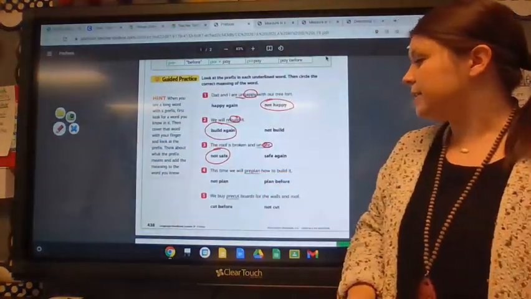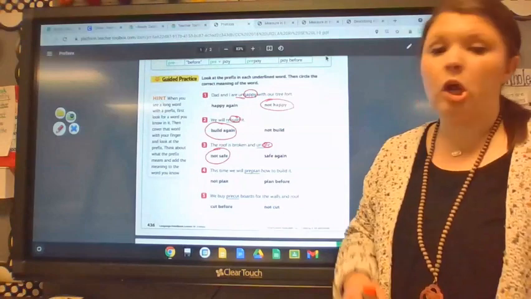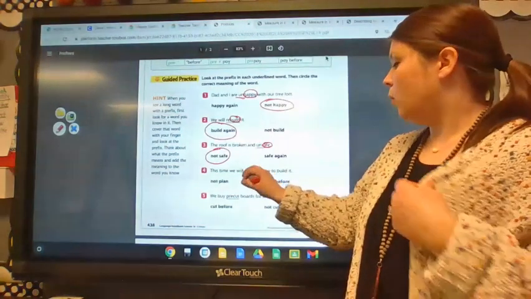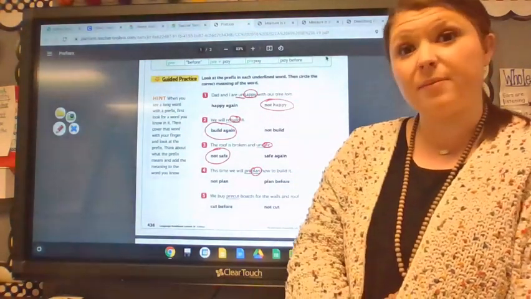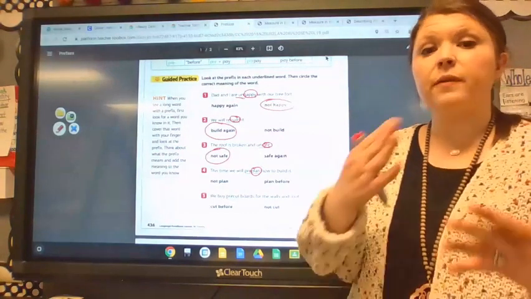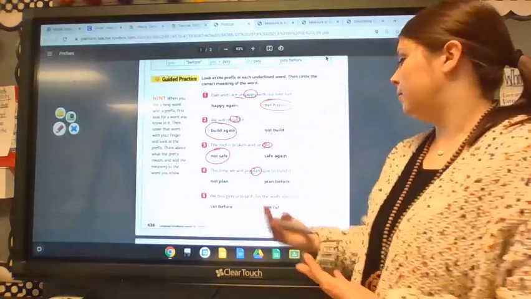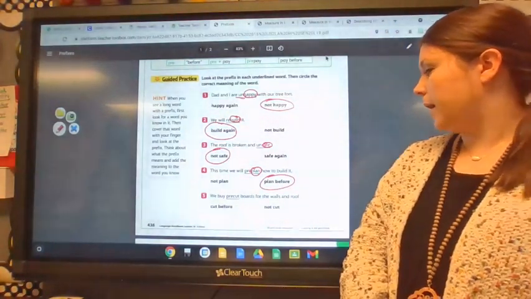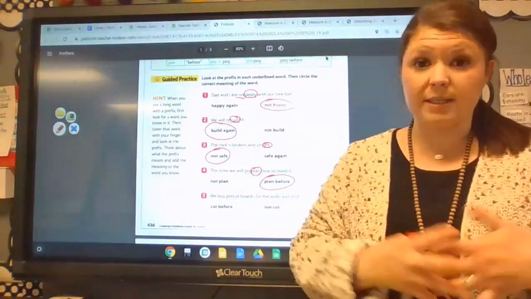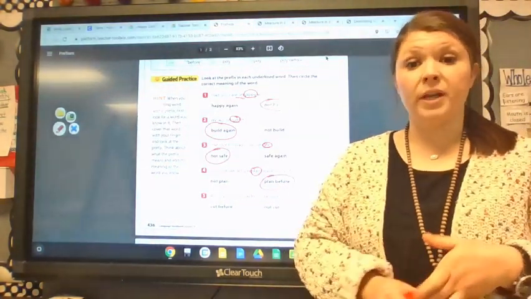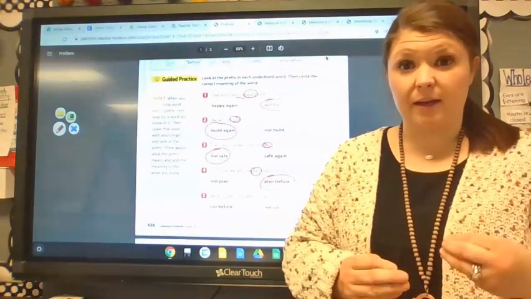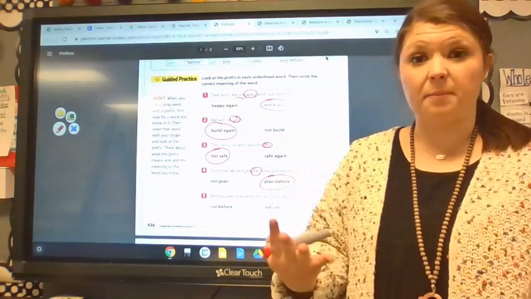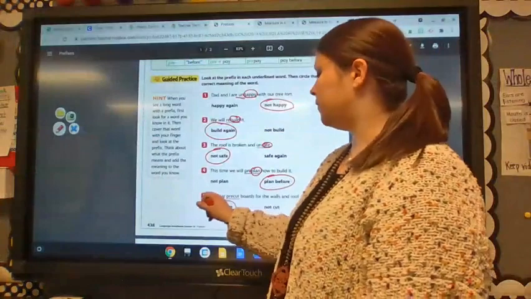All right, number 4. This time we will pre-plan how to build it. What word inside pre-plan do you know? Okay, plan. What about pre? What does the prefix pre mean? Before. So if you pre-plan, you plan before. All right, number 5. We buy pre-cut boards for the walls and roof. Let's look at that word pre-cut. What word inside there do we know? We know cut. So what does the prefix pre mean? Before. So if something is pre-cut, that means what? It is cut before. Great job.